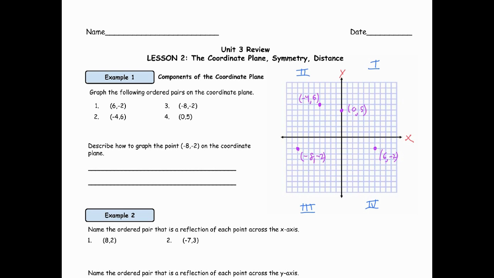For the second part, it says, describe how to graph the point -8, -2 on the coordinate plane. For graphing any point, we always start at the origin, which is the point 0, 0, where the x and y-axis intersect. And then, since the x-coordinate is a -8, we're going to move to the left 8 units. And since the y-coordinate is -2, we'll go down 2 units.